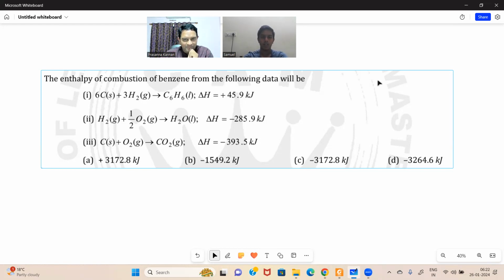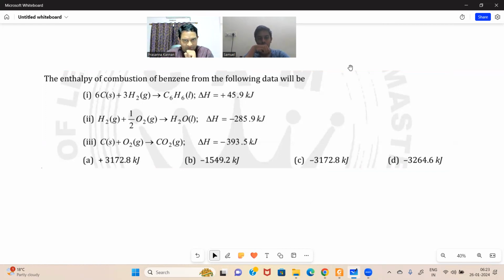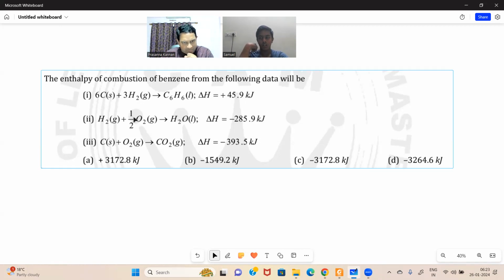Read the question. The enthalpy of combustion of benzene from the following data. Combustion of benzene means what? Combustion of 1 mole. Do you have the equation for that? What is the equation for that? Tell me. 6C plus 3H2 forms C6H6. Is that combustion of benzene, Samuel? No. I'm asking you what will be the equation for combustion of benzene? Do you have it here? If it's not there, you write it down and tell me.